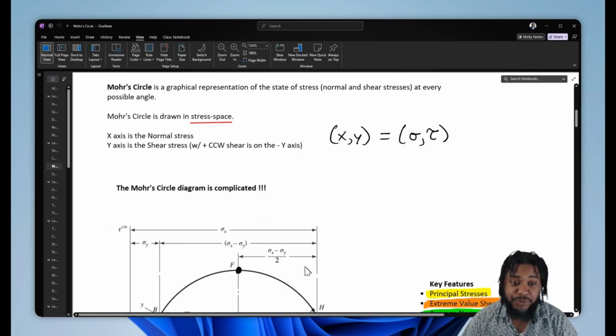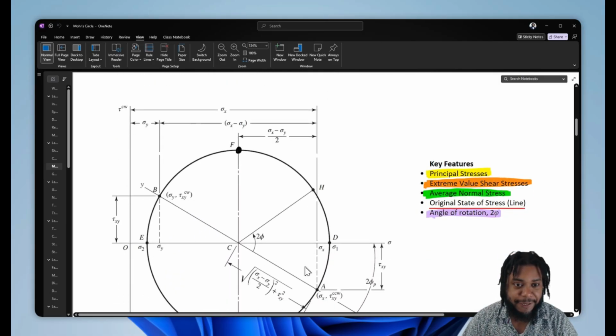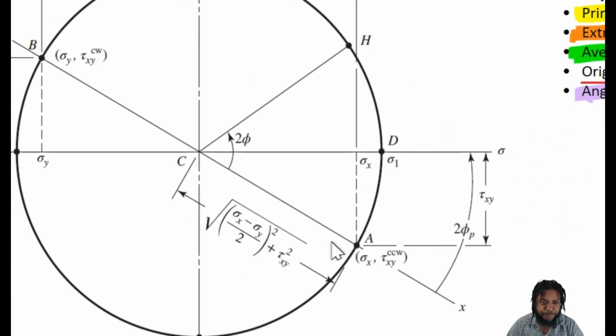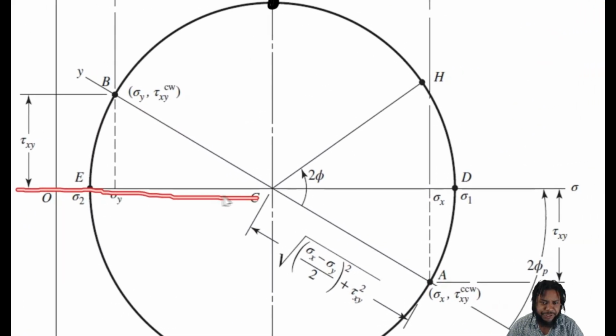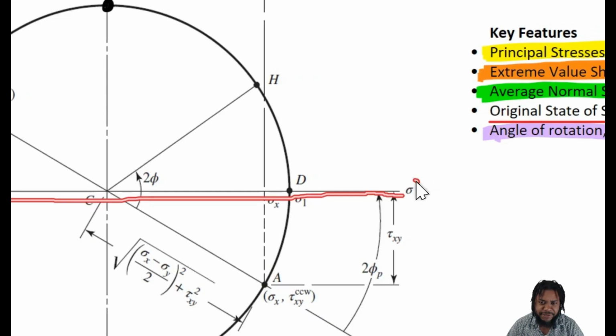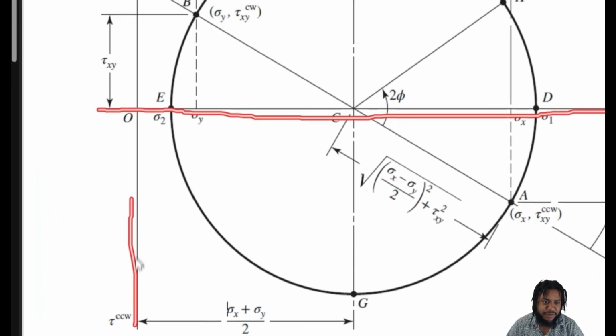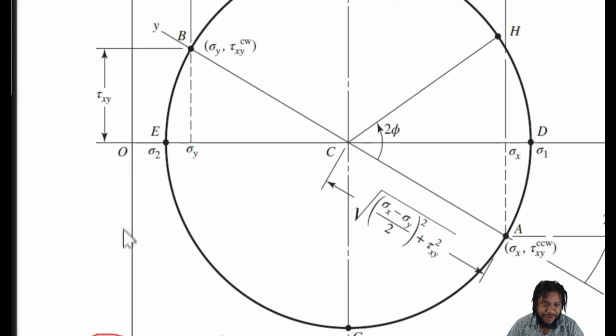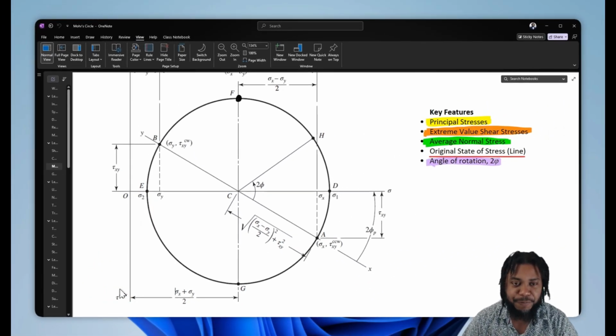Let's look at an example of what a Mohr's circle looks like, and let's note a couple of the key features in a Mohr's circle diagram. We see the axes here, the x-axis, normal stress, the y-axis, shear stress, with positive shear stress on the negative y side of things. And then in the diagram itself, we've got a whole bunch of different features and things that we can calculate.